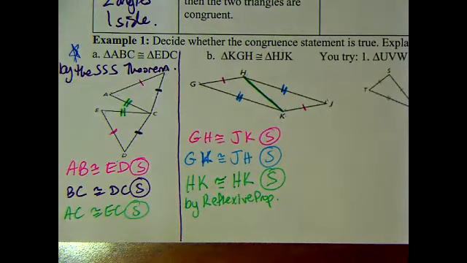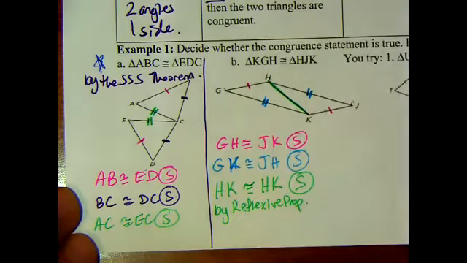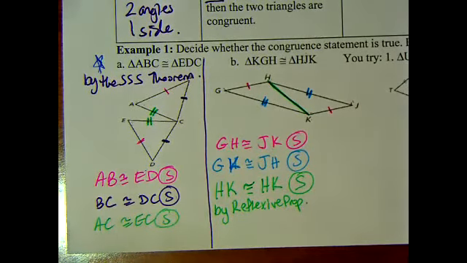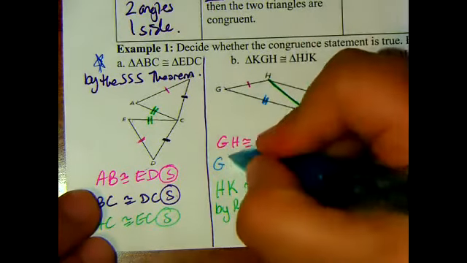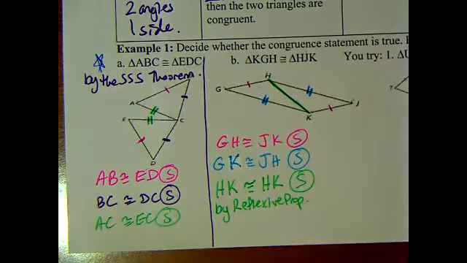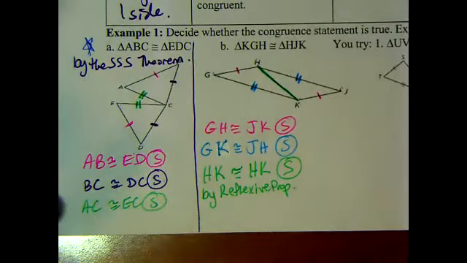So this is my third side here. Is the second one on blue GK or GH? Oh no, that's GK. Thank you. I made a typo and I tried to correct it. You can see it in the chat. Okay, GK is congruent to JH there.